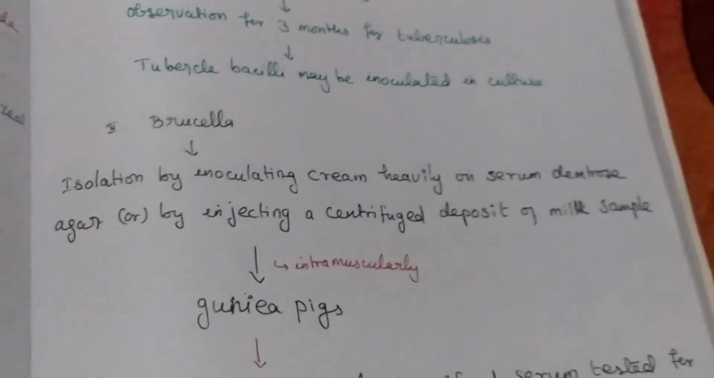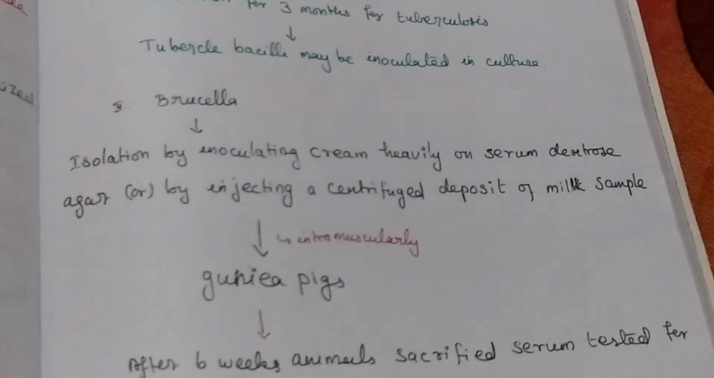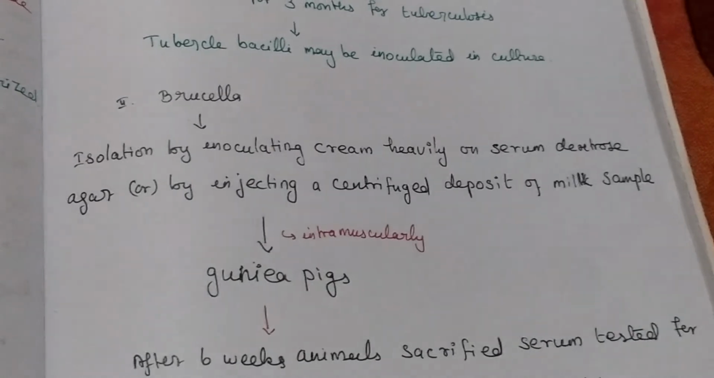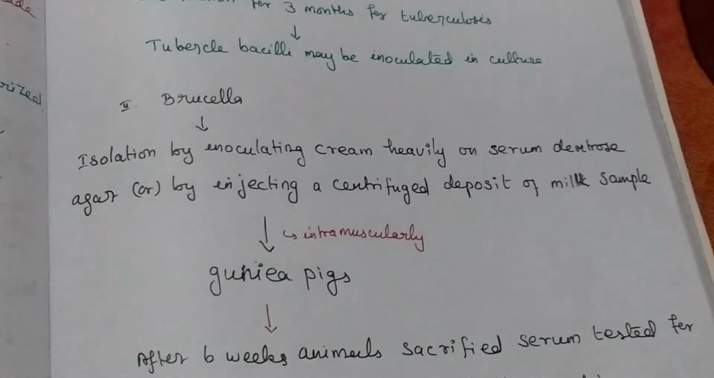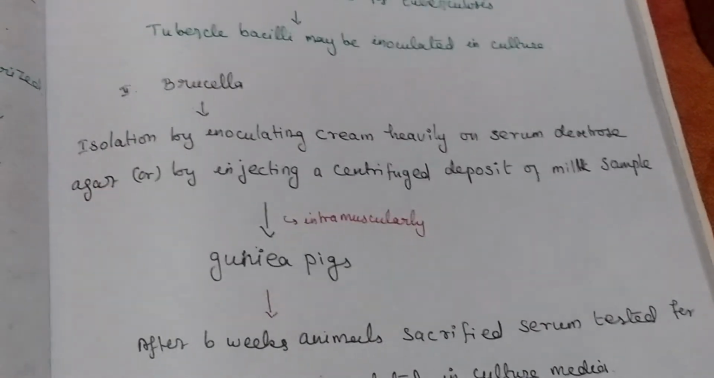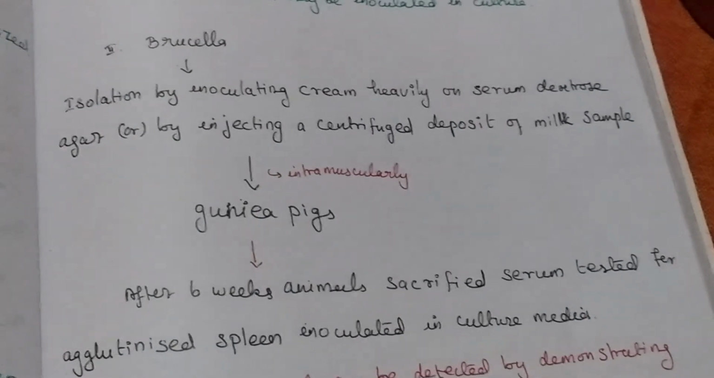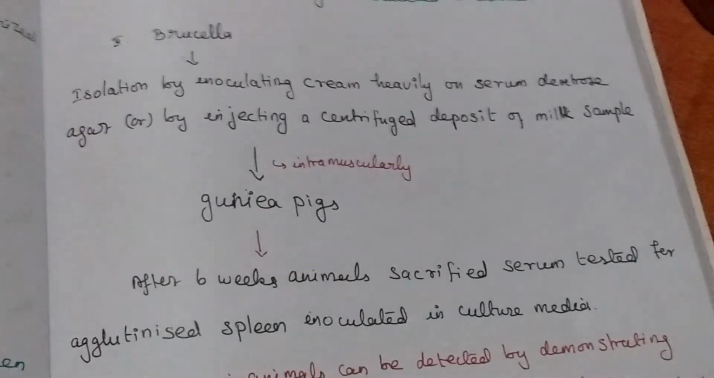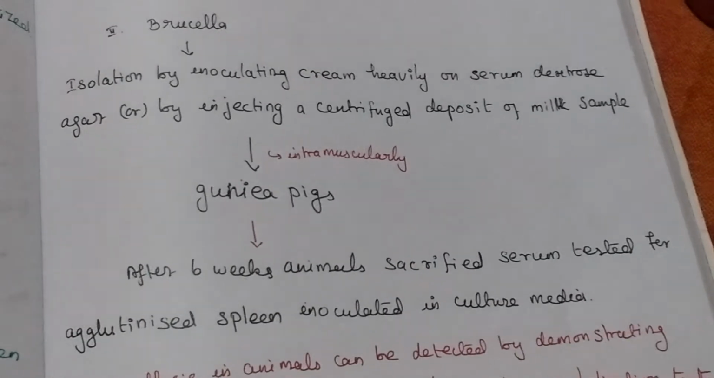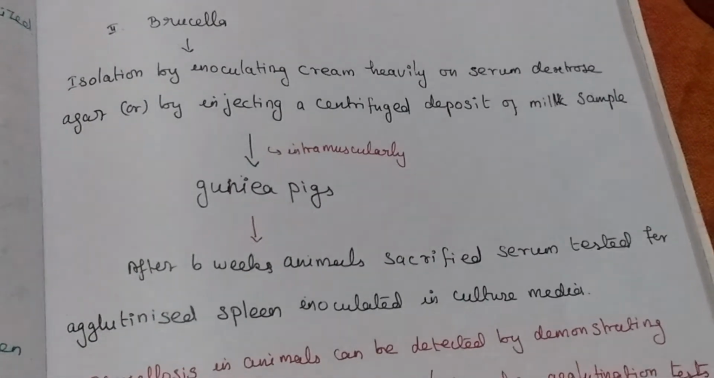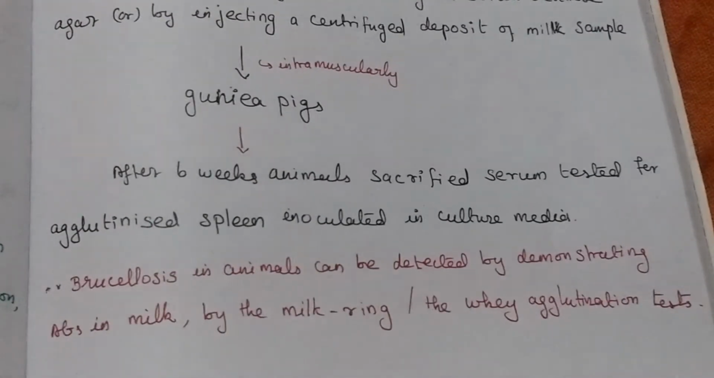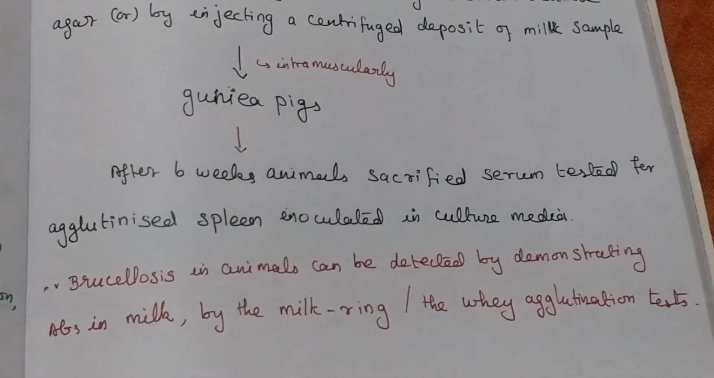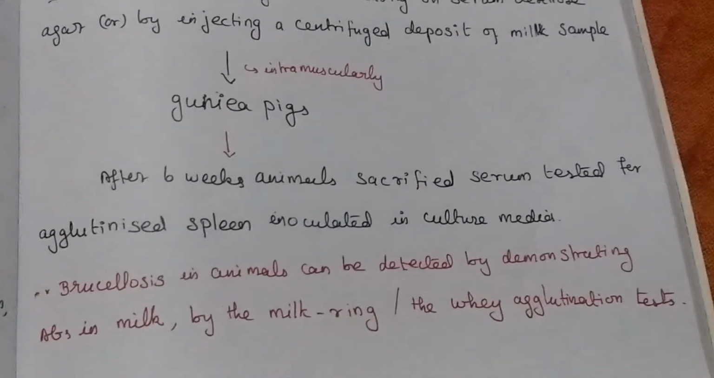Then the second, brucella. Isolation is by inoculating cream heavy on serum dextrose agar or by injecting a centrifuged deposit of milk sample intramuscularly into guinea pigs. After 6 weeks, animals are sacrificed, serum is tested for agglutination, and spleen is inoculated into culture medium. Brucellosis in animals can be detected by demonstrating antibodies in milk by the milk ring or whey agglutination test.